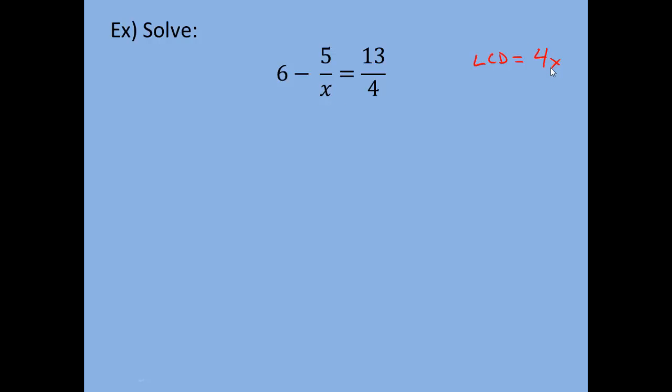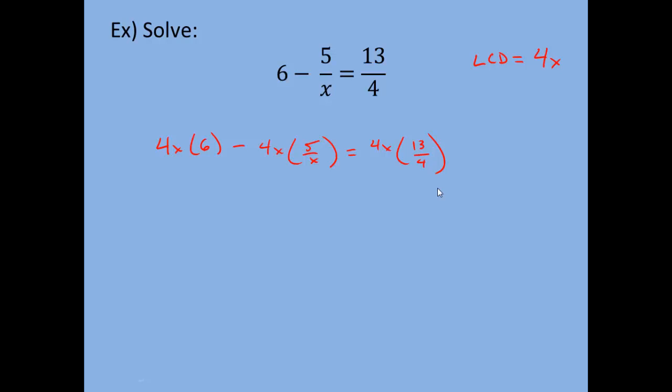And now our next step is to multiply that LCD to every single term, whether it's a fraction or not. So even though 6 isn't a fraction, we still multiply it by the LCD. You have to do this in order to keep the equation balanced on both sides. If you don't multiply it to every term, then your equation is not balanced and you're not doing a legal math operation. So we'll have 4x times 6 minus 4x times 5 over x is equal to 4x times 13 over 4.